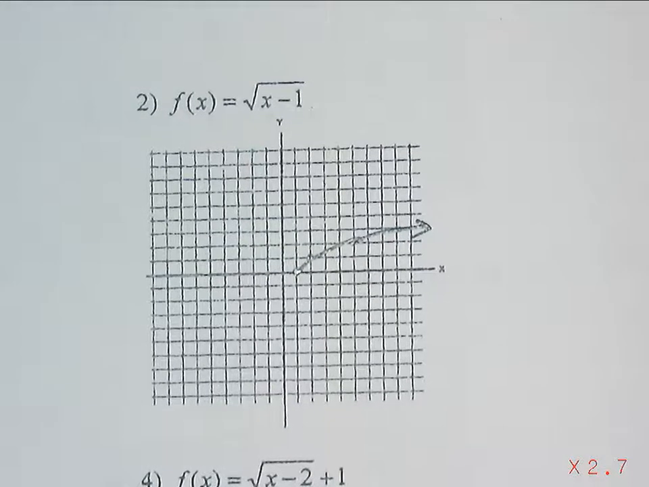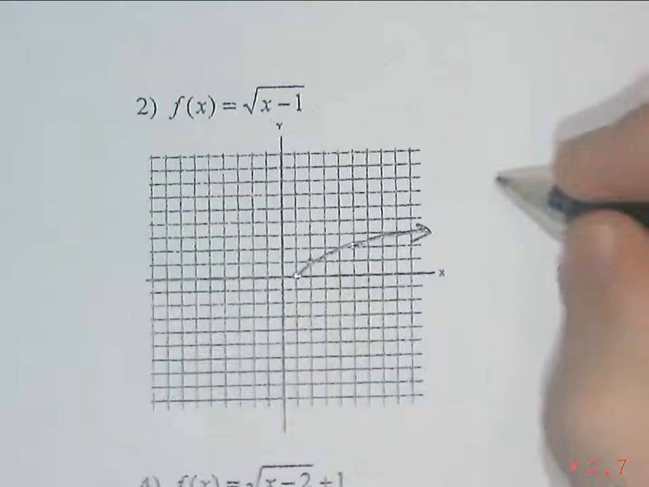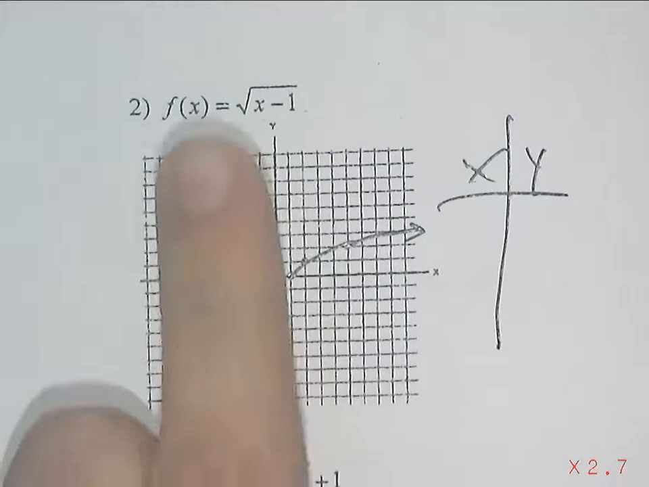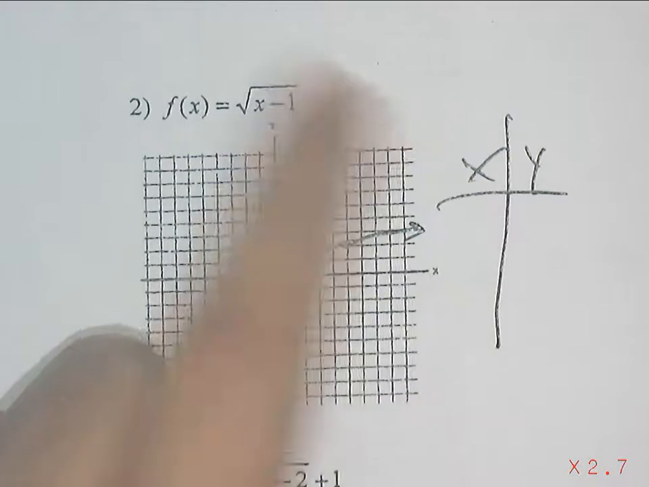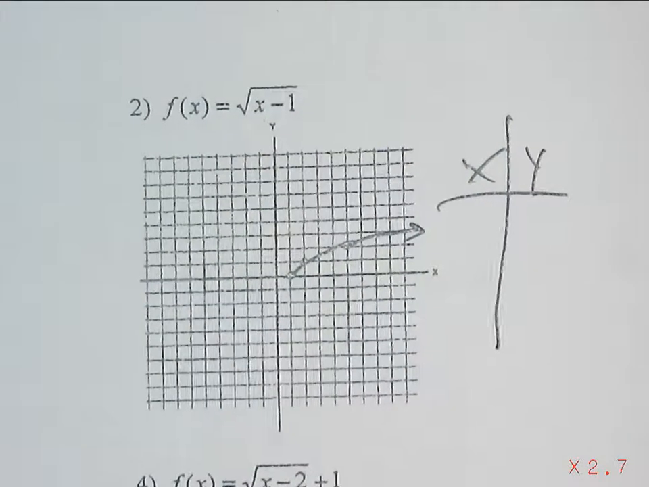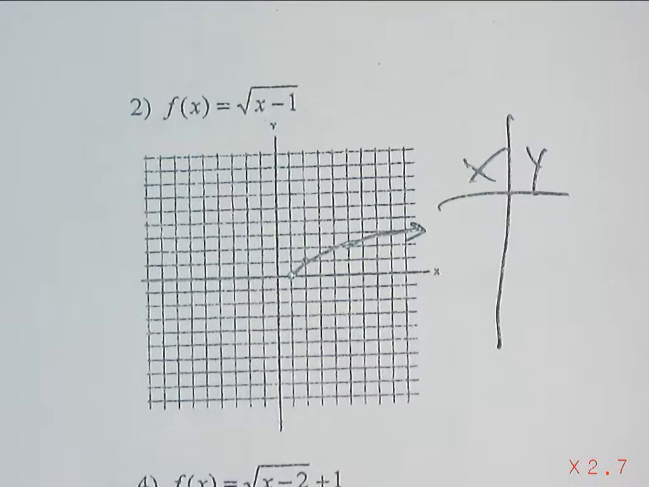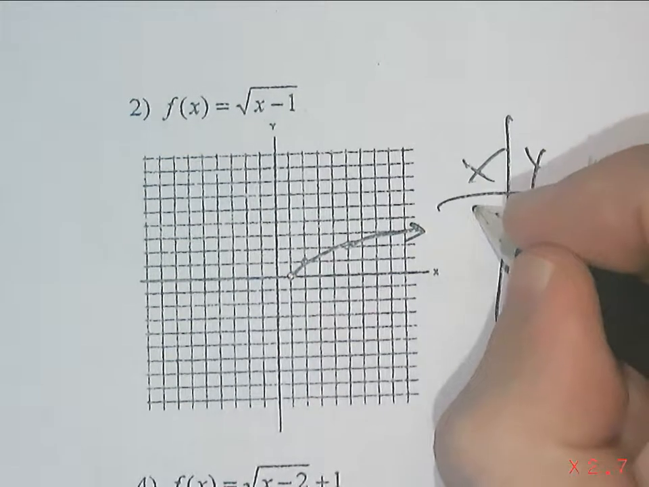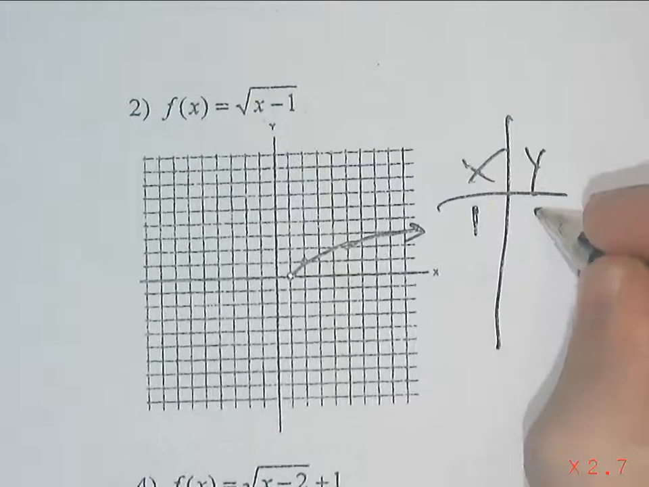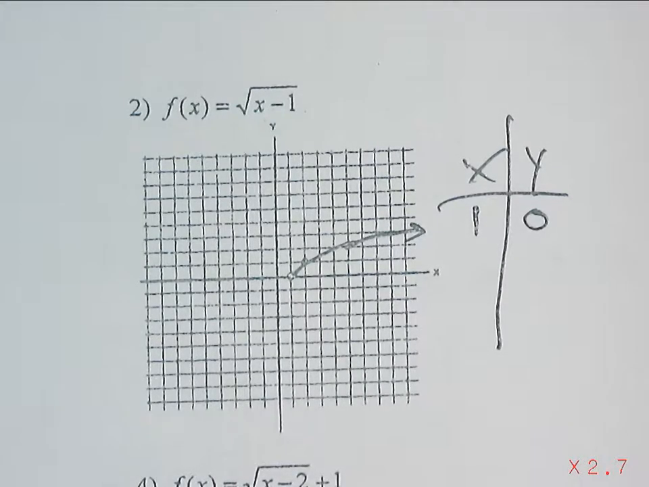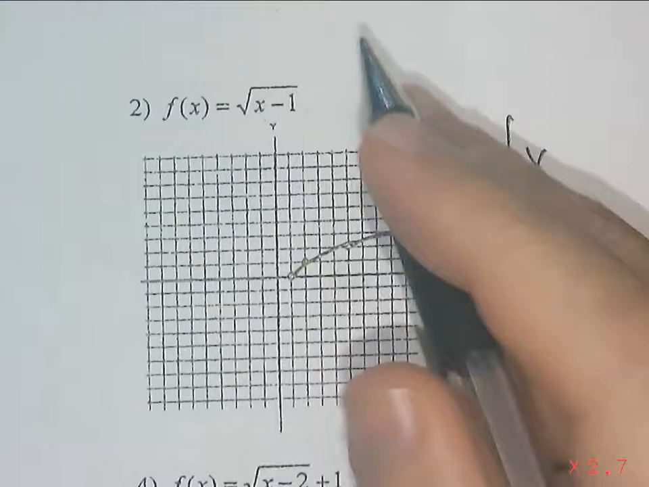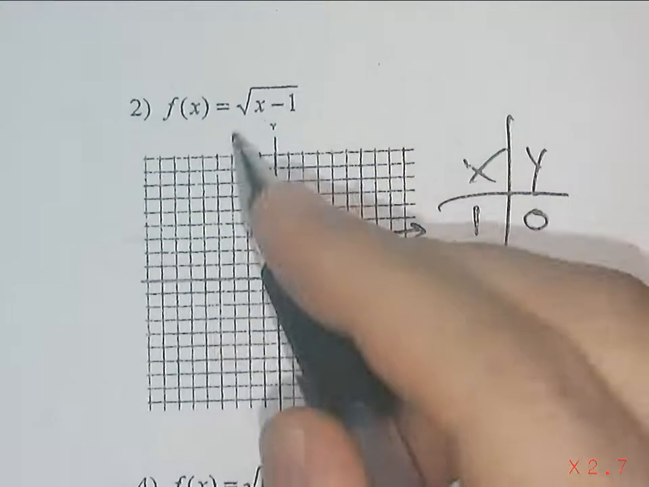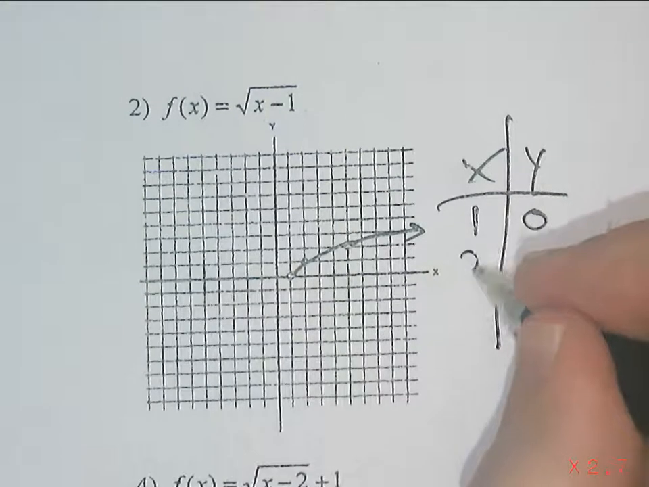to the right one. Now the next thing you can do is just do the table like normal. But this time you have to think, well, if I plug in 0, what's 0 minus 1? Negative 1. Does that work? No. So I'm going to have to go up 1 so that I can get 0. So if I go up 1, I get 0. Okay? 1 minus 1 is 0. Square root of 0 is 0. And then to get to 1, I would have to go up 1 again. So it would be 2.